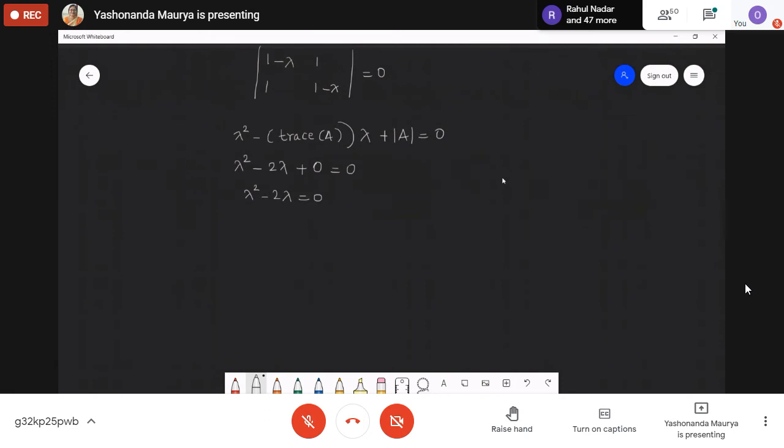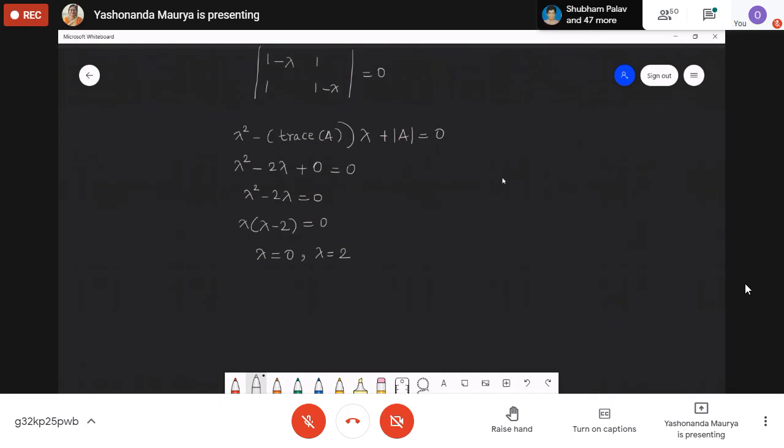So now we can take lambda common. So what are the values? Lambda equal to 0 and lambda equal to 2. We got two different values. Okay, now we got two different values. We'll find the eigenvectors corresponding to these eigenvalues.